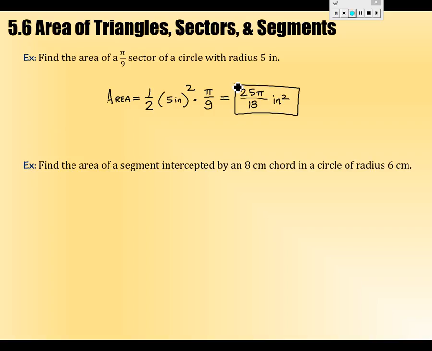With the units there, inches squared. All right, but this one I need us to think hard about. Definitely, let's draw a picture.